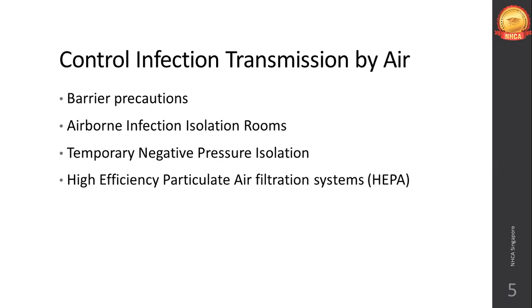Control of infection by transmission by air, page number 85 onwards. So basically, the hospital provides barrier precautions like masks, gowns, aprons, eye shields, head caps, goggles, and isolation procedures are also put in place, negative pressure, positive pressure. These are put into place so that you can protect the patients, visitors, and staff from any communicable diseases, and also protect the people who are immunocompromised from getting diseases from other patients.